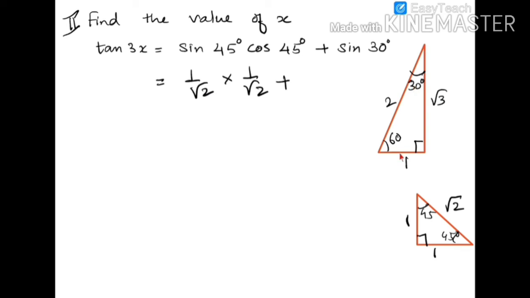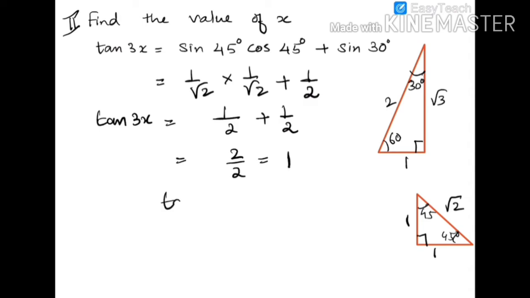So opposite to 30 is 1 and hypotenuse is 2. So this ratio is half. So we get tan 3x equal to 1 upon 2 plus 1 upon 2. This is same as 2 upon 2, which is equal to 1. So tan 3x is equal to 1.